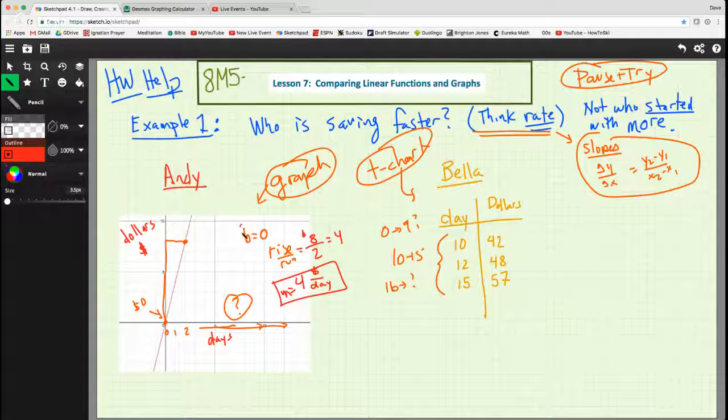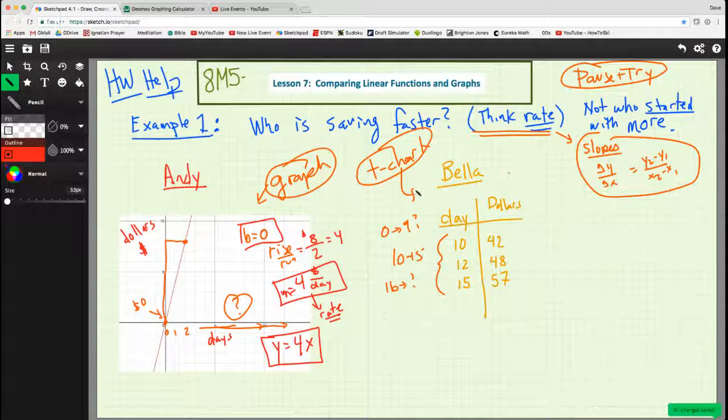So our equation here is y equals 4x, which we don't really need to know, but just to be really complete, that is our algebraic function, and this is our rate. And this is really what we're asking about, right? We're really asking about who is saving faster.